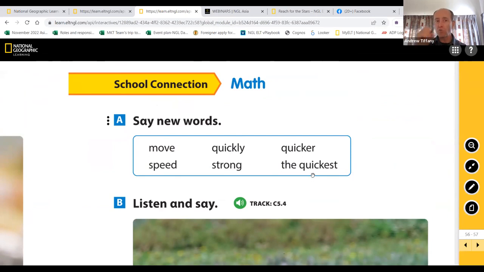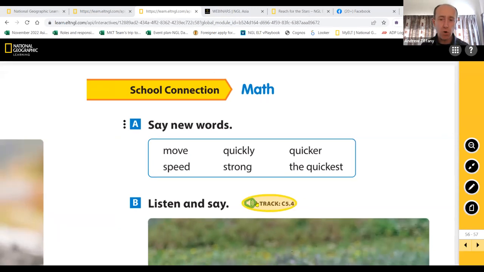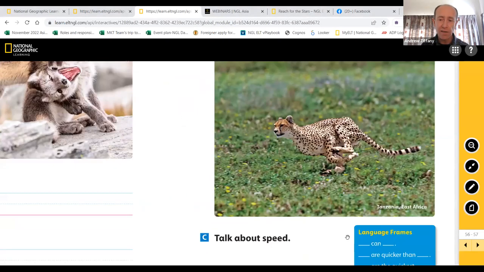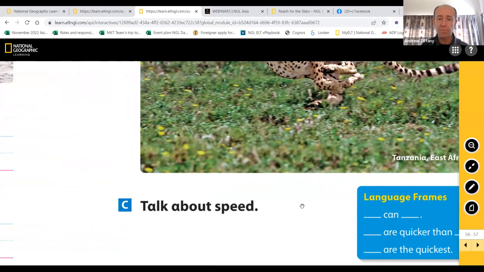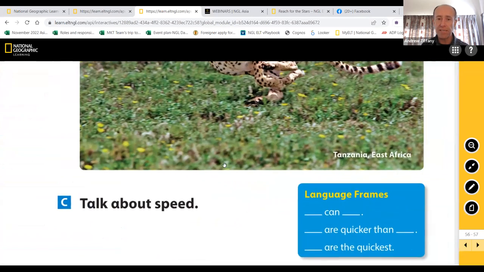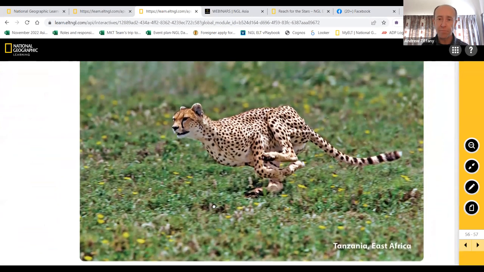Okay, now this is a writing activity. We're going to see who can write quickly, okay? So I'm going to tell you something, and I want you to write it down. And we are going to see who is quick, who is quicker than someone else, and who is the quickest, because we need to practice these kinds of language frames like at the bottom here. So we're going to talk about speed, like this really fast cheetah, okay?